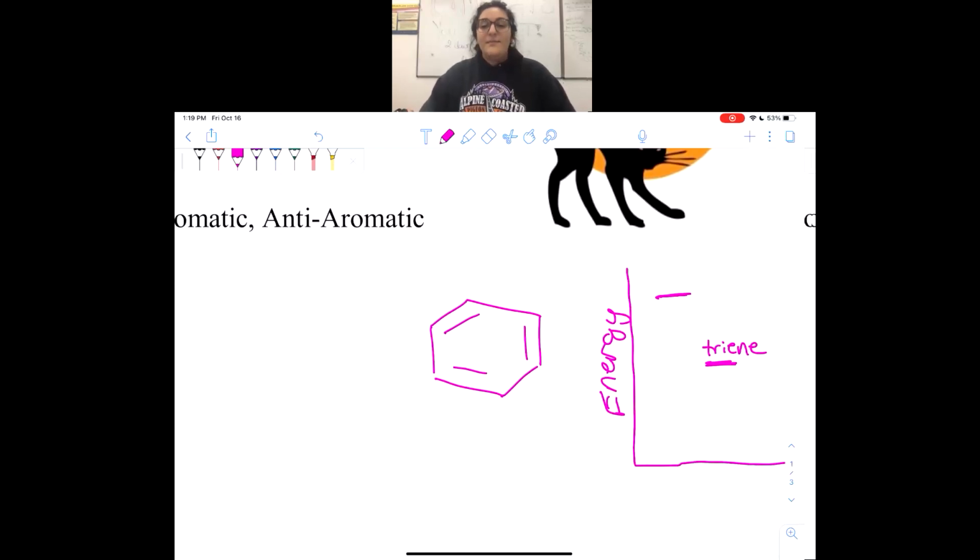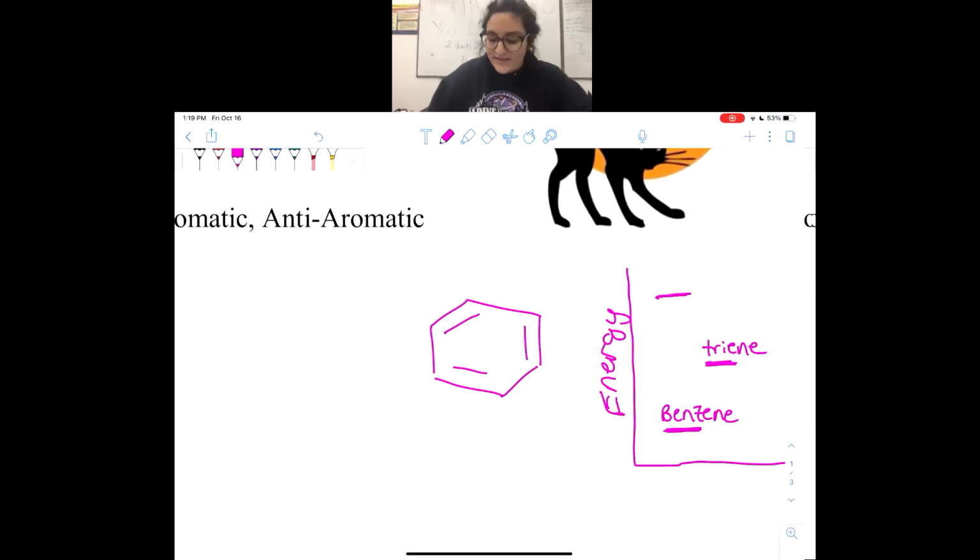But the benzene ring, because of this extra stability, extra aromaticity, instead of being up here, it's actually going to be all the way down here. So the expected stability of benzene is here, but the actual stability is here.